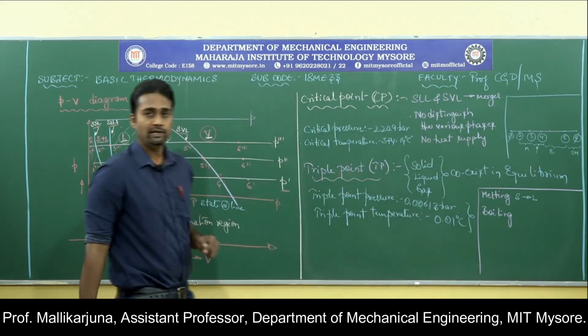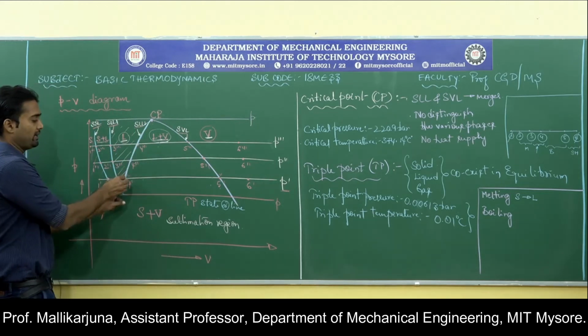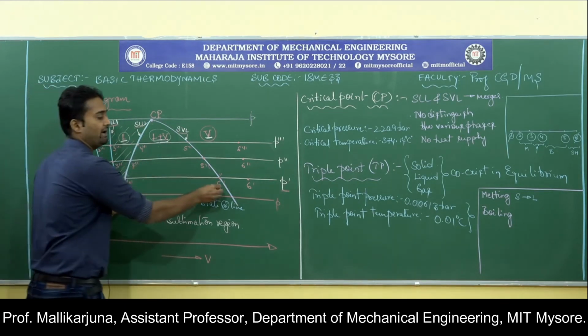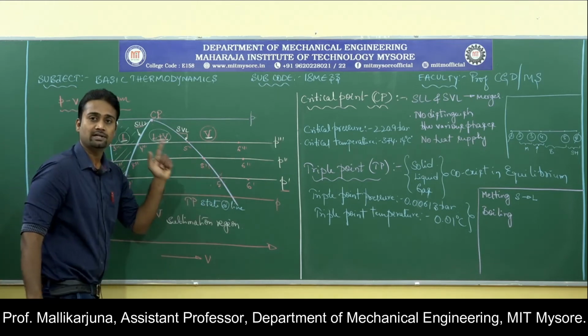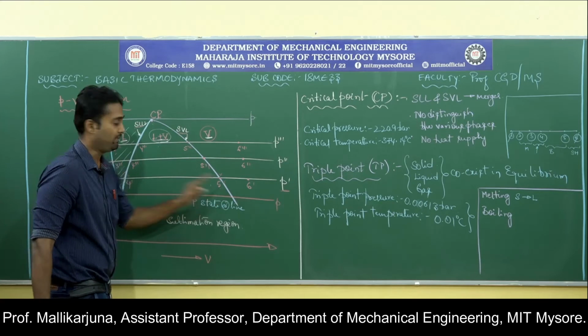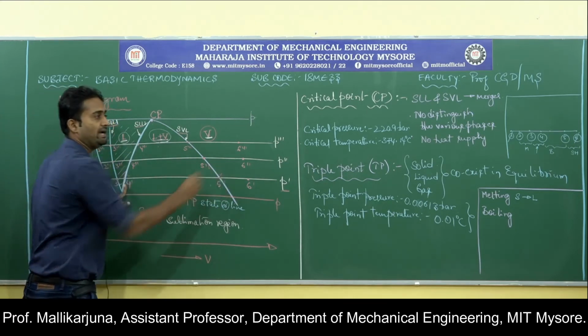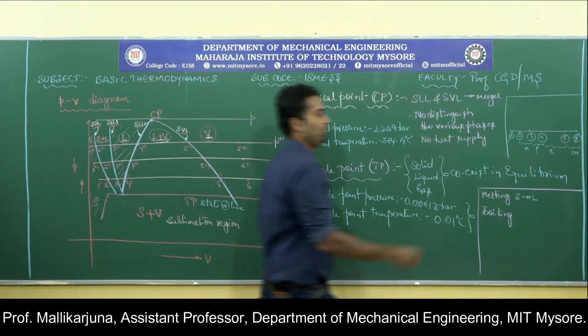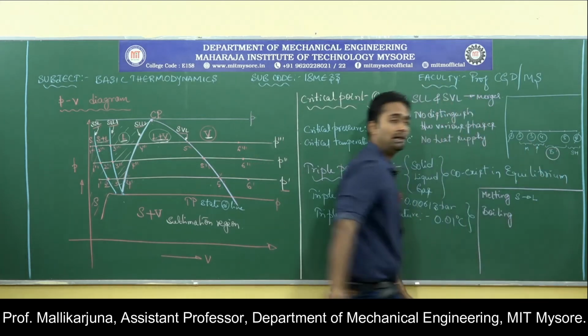What do you mean by boiling now? At 1 bar pressure, at 4 dash the water is at 100 degree centigrade, at 5 dash the water is at 100 degree centigrade only, but here it is not in the form of water, it is in the form of water vapor. What is happening from 4 dash to 5 dash? What is happening from 4 to 5? Which is nothing but boiling.